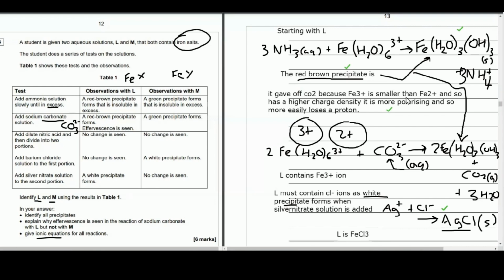So now what we're going to do, we're going to zing over and look at the results for M. And they're ever so slightly different for M. The precipitates are slightly different that are formed for M. So let's zip over and check those out now.